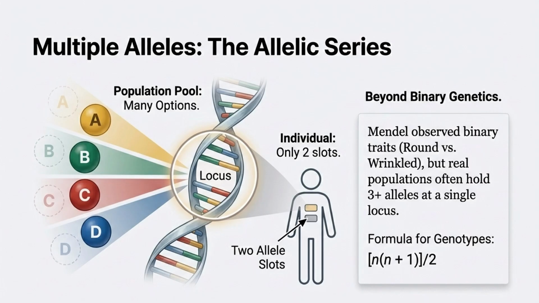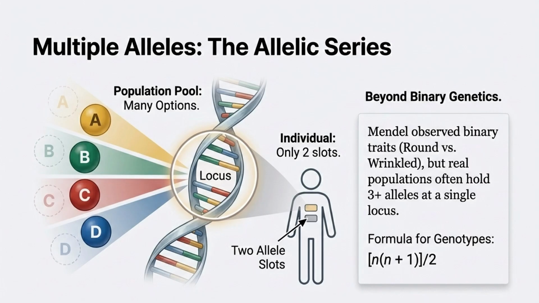The characteristics of the pea plant studied by Mendel were binary. For example, seed shape was round or wrinkled, and there was no third option. However, in real world populations, there are often three or more alleles at a single locus. Think of the population as a pool of many options, but keep in mind that a single individual organism still only has two slots at that locus, and one allele is inherited from each parent for that locus.